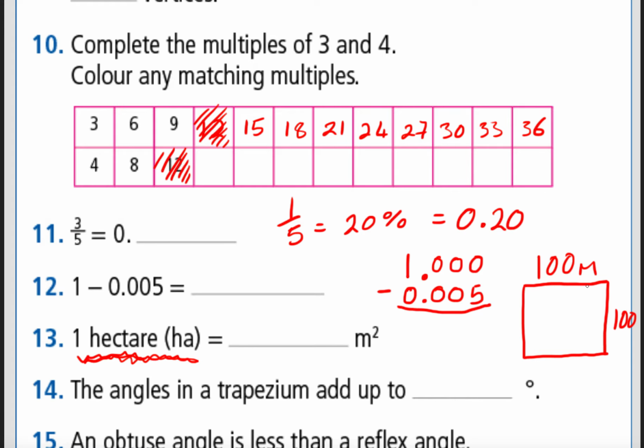And to find out what the area is, we multiply the 100 by 100. That'll give us the area. So I'm going to give you the answer for this one today. 100 times 100 is 10,000 meters squared.